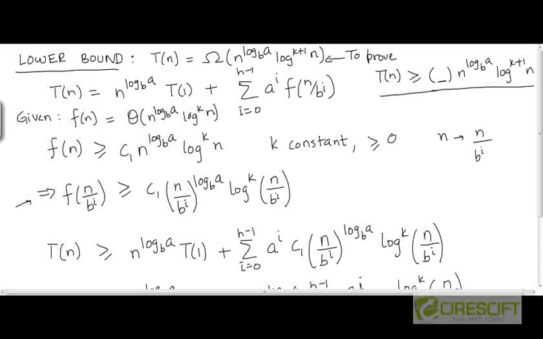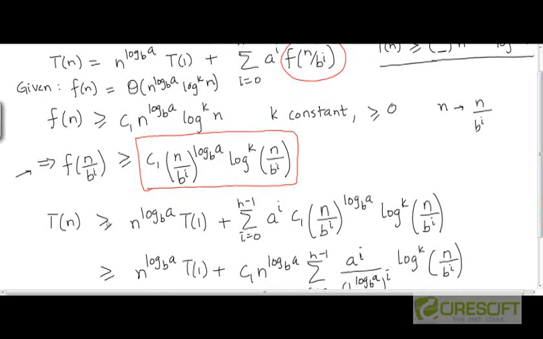So let's take the right hand side of this inequality. This is something which we are given. So let's take this right hand side of this inequality and replace this f of n by b to the power I by this right hand side. By doing so, we'll be reducing the value of this term.